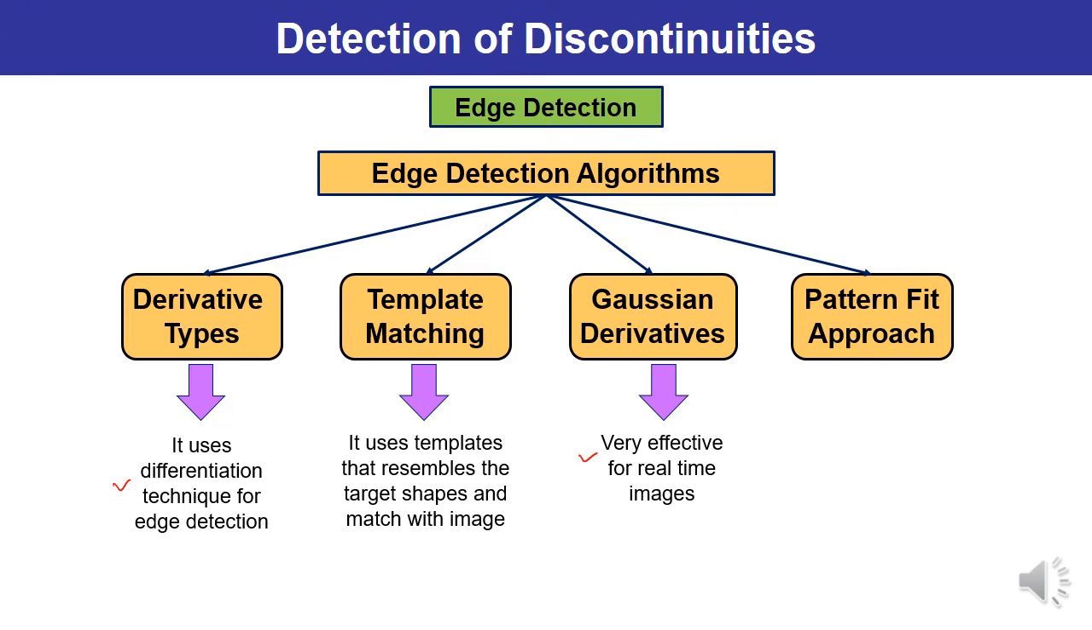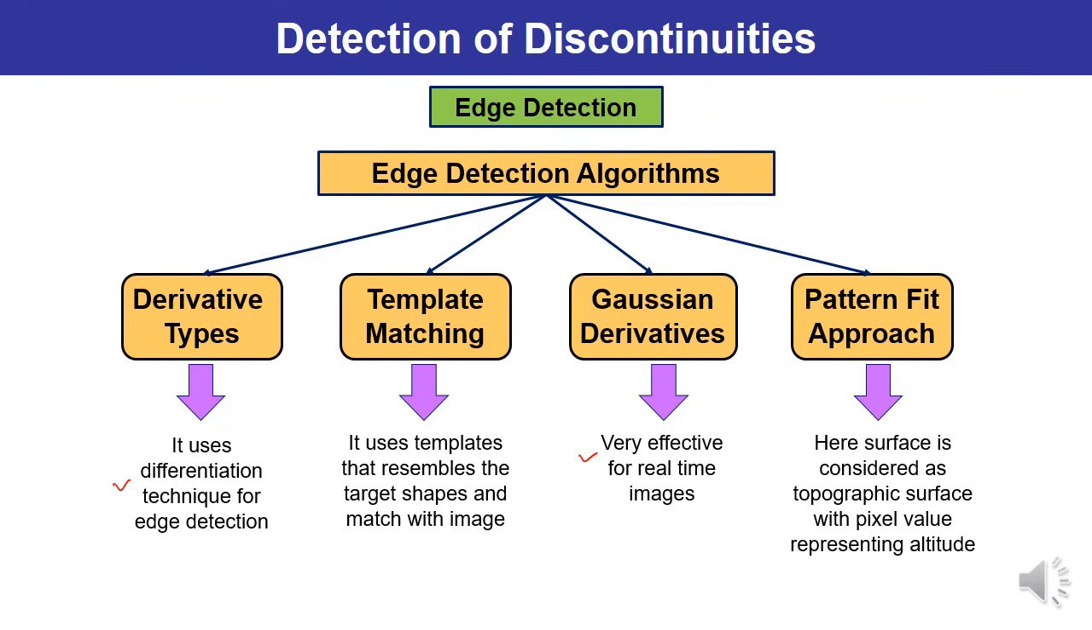Last is the pattern fit approach. In the pattern fit approach, a surface is considered and the surface must be a topographic surface with pixel values. Each and every pixel value represents the altitude, and here the objective is to fit a pattern over a neighborhood of pixels where you need to calculate the edge strength. So these are the four different types of edge detection algorithms. One is derivative, other is template matching, third is Gaussian derivative, and the fourth is pattern fit approach.